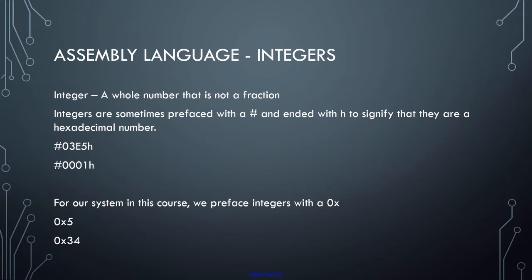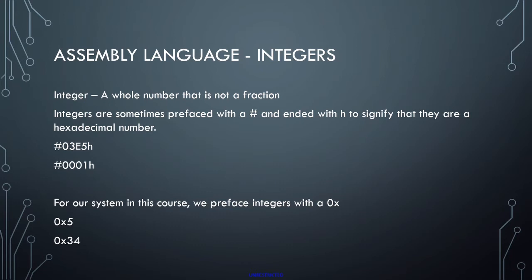Now, the system that we will be using in this course this semester, we are going to preface our integers with just a 0 and an x. So you'll see the first example I have there, 0x5, that is just the integer 5 in decimal form.